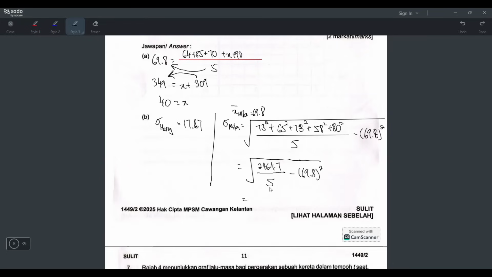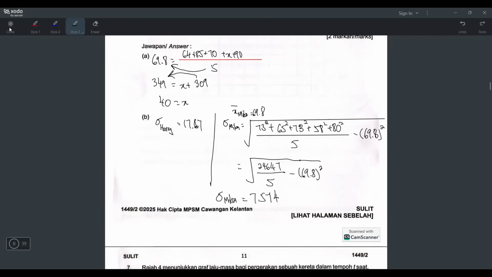Okay, 7.5736... Okay, you just write four significant figures. So 7.574 lah. Yeah, because 36 mah, so 6 have to plus 1. Okay, so inilah standard deviation untuk Mika.